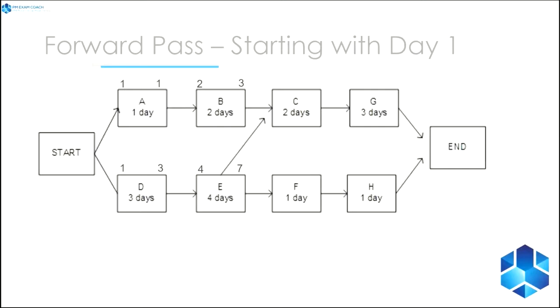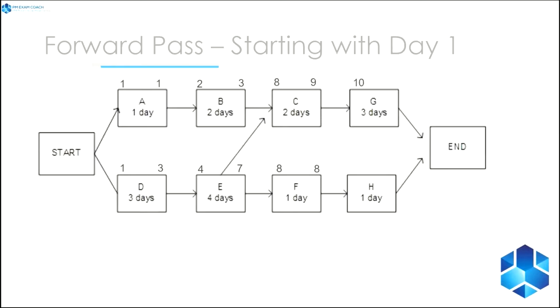Now, we can see here that activity C is going to be linked to activity E because activity C starts on day 8. 8 plus 2 minus 1 is 9. Down below, activity F will start on day 8. 8 plus 1 minus 1. All right, you see how this works?